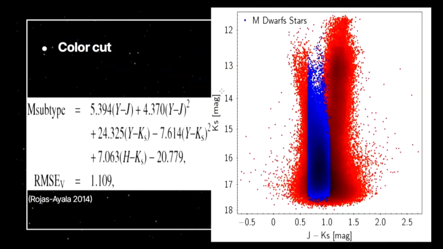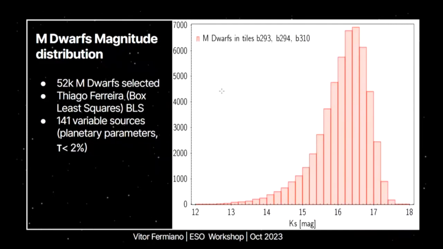So we start with the color code selection here on the tile. This is the 307 tile, and we have the color magnitude diagram. And we use the Hoyos-Ayala equation to get the M type of these stars. Here's the magnitude distribution, and we can see that the magnitudes of the M dwarfs are much higher than we expected. It's not what we expected, but it's what we want.